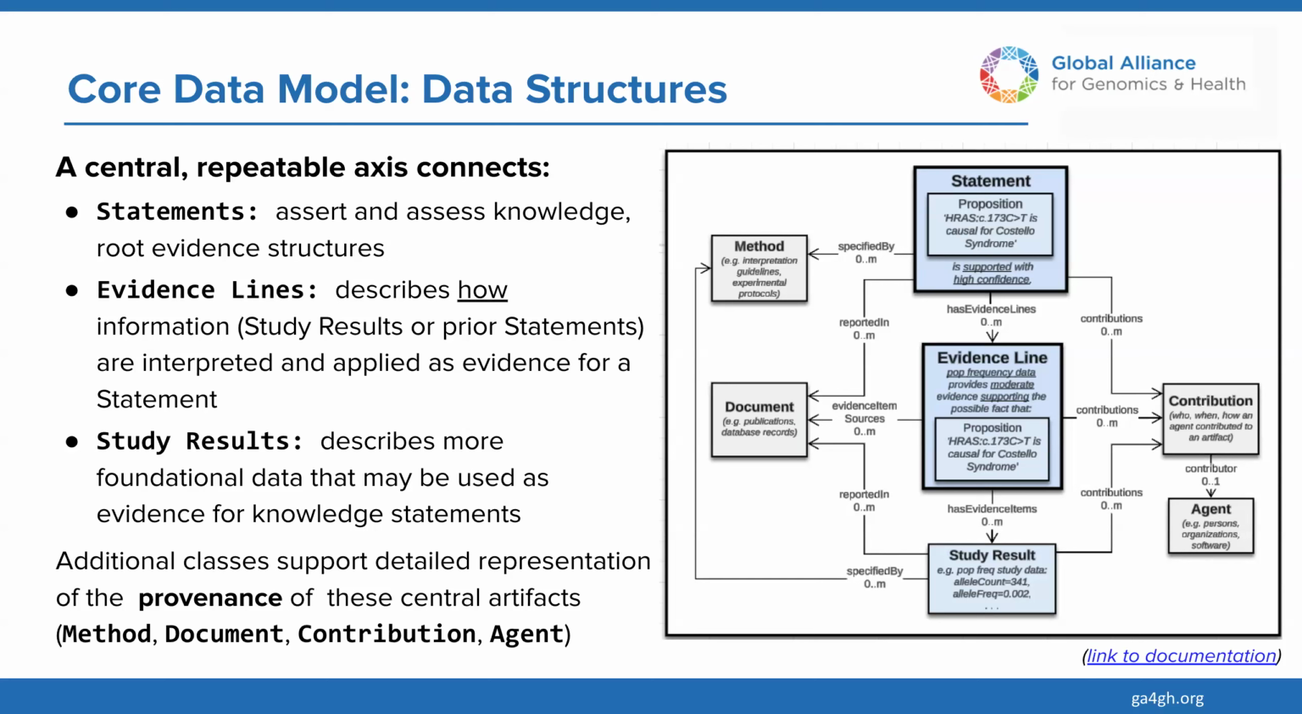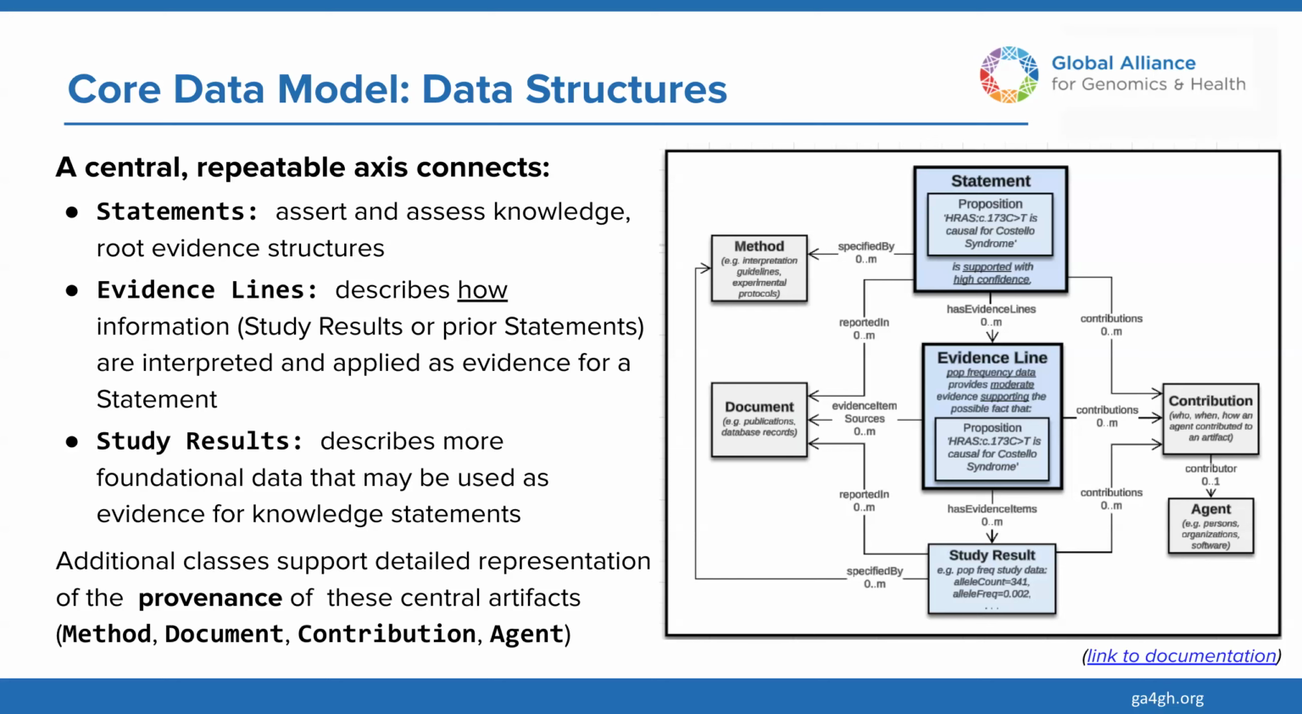The additional classes surrounding this central axis are there to provide detailed representations of the provenance of each of those central artifacts. So we can describe methods that were used to generate them, documents where they're described or published, and contributions to them made by different agents.